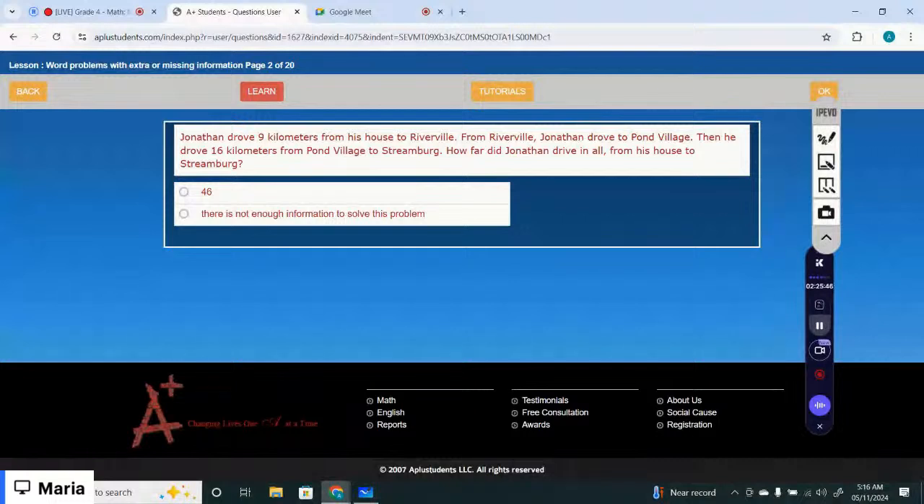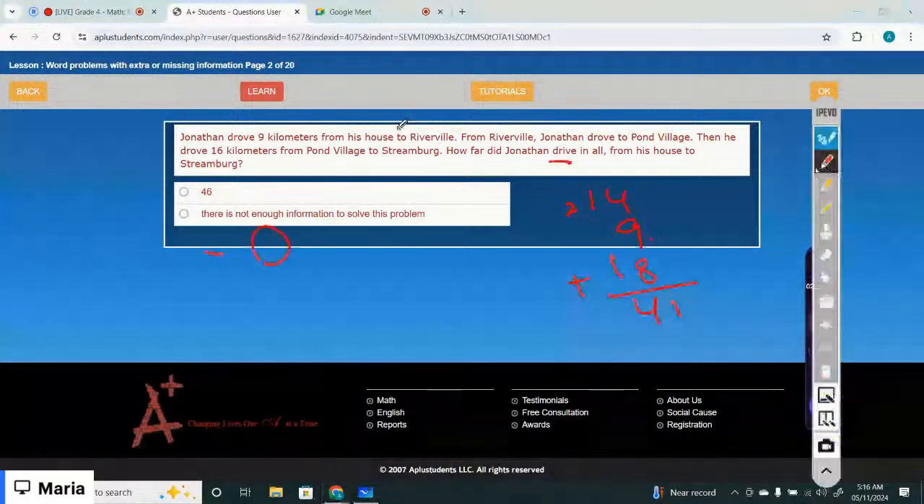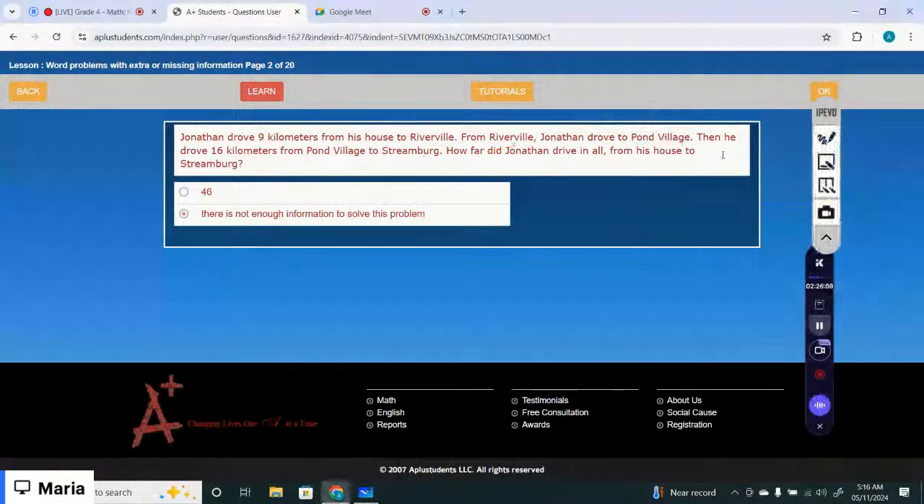So you have to see, 9 kilometers from his house to Riverville. From Riverville, Jonathan drove to Pond Village. Then he drove 16 kilometers from Pond Village to Streamburg. But how much did he drive from Riverville to Pond Village, right? So that means there is not enough information to solve this problem. You can read the question again and you can understand.